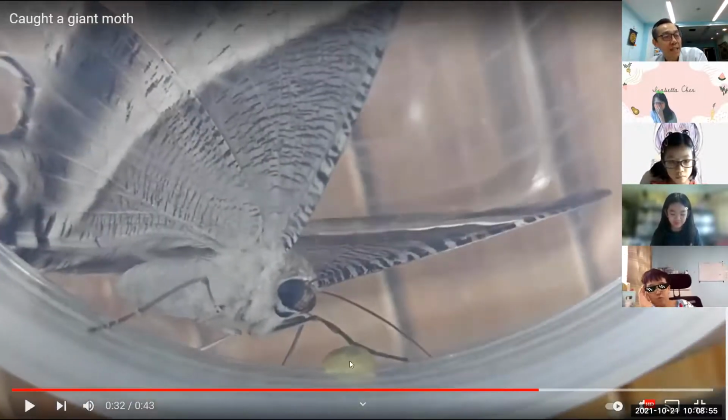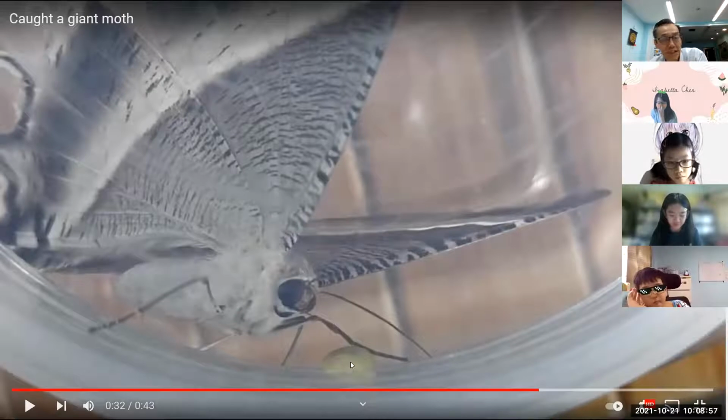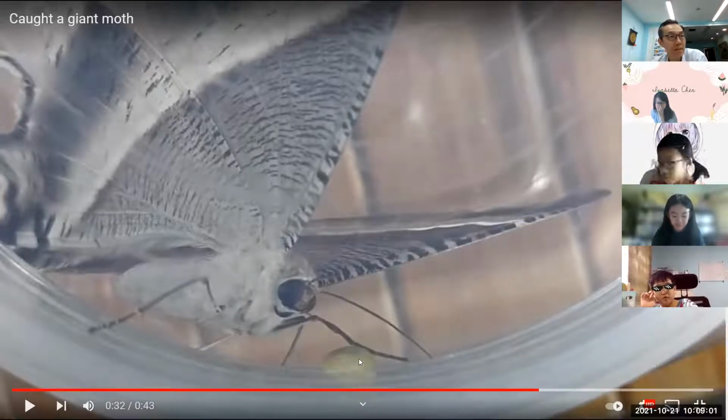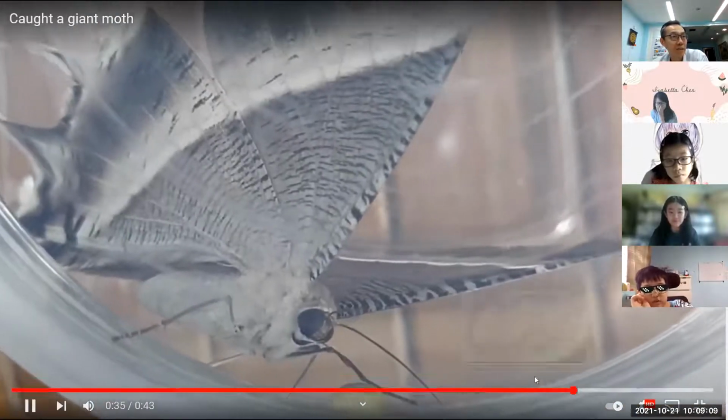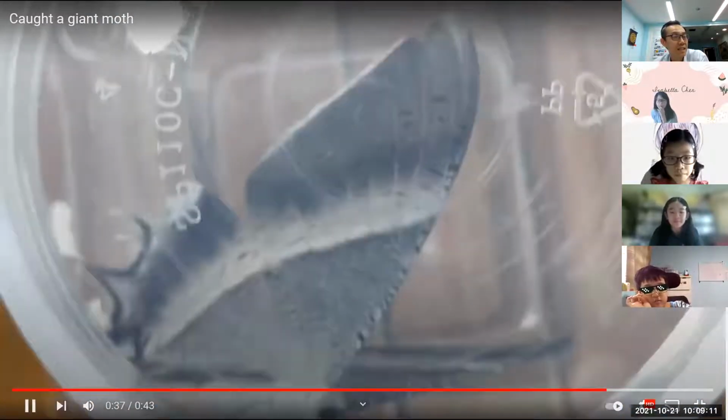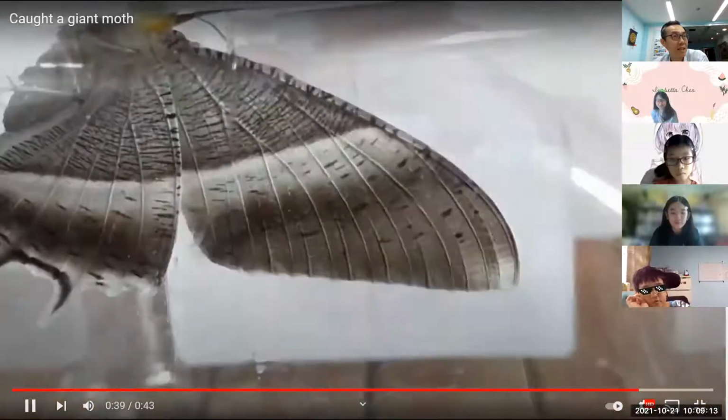So actually, I fed it something. You see this little green thing here? It's actually a passion fruit seed, because I eat passion fruit. It's not green tea, it's a passion fruit seed. Did you poke a hole on top so it can breathe?